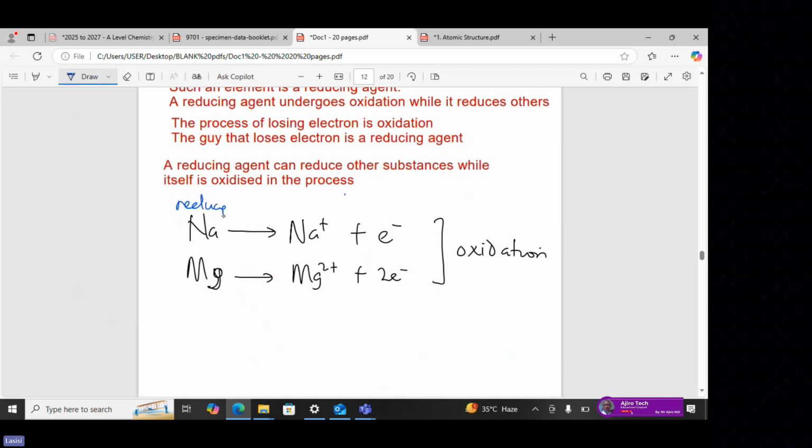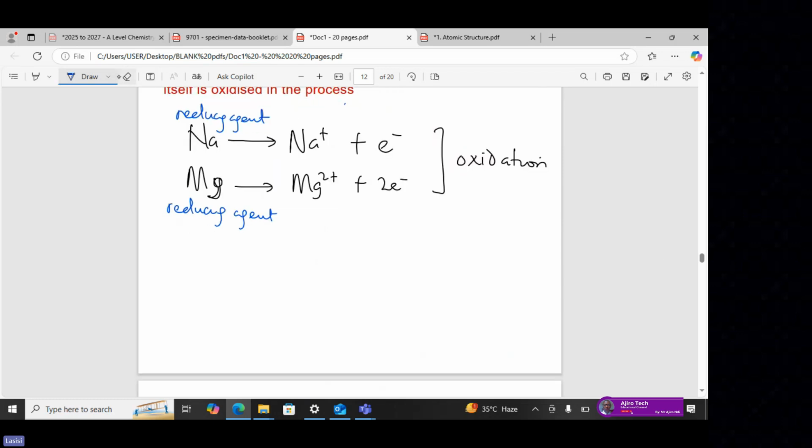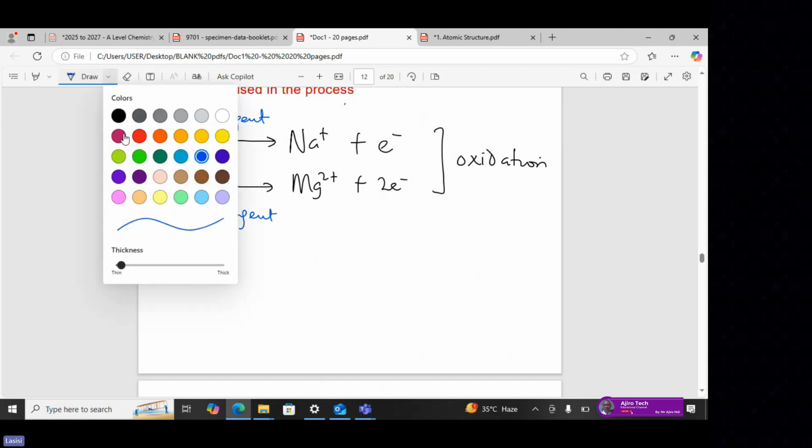This guy is a reducing agent. This guy is also what? Reducing agent. A reducing agent undergoes oxidation. Do you get the concept? Yes. When you lose electrons, you have undergone oxidation. Now you said you are a reducing agent. Is that okay? Now the corollary is true. Let's see. Let me see what I can do for you.